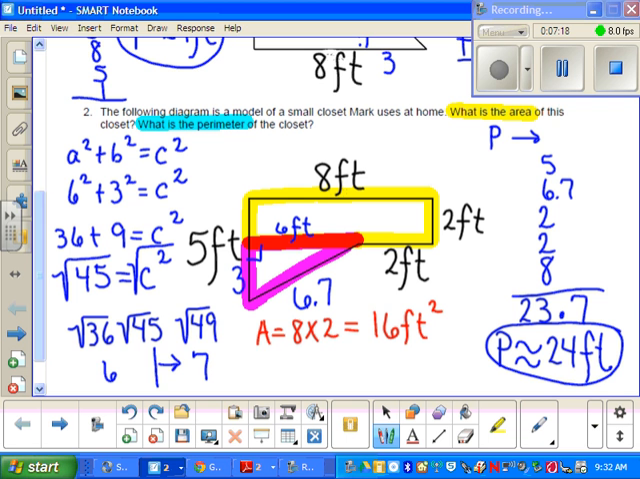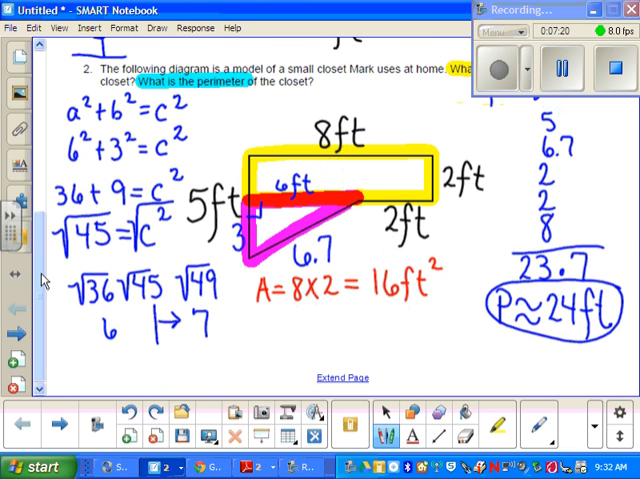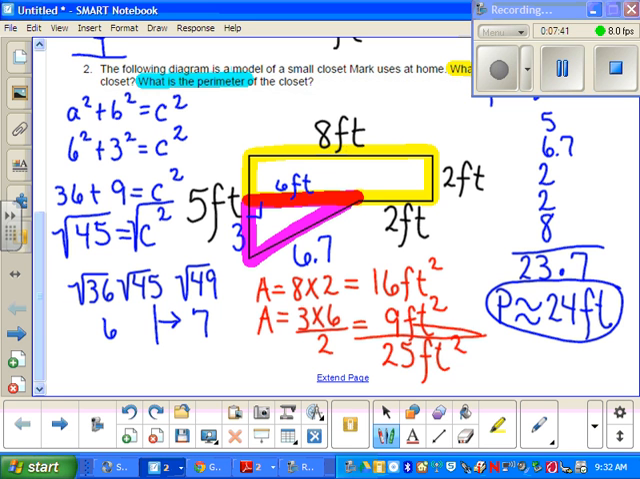And the area of our triangle would be 3 times 6, which is our base times height, divided by 2. So that would be 18 divided by 2, which would be 9 feet squared. And so I have to add those together to get my total area, and that would be 25 feet squared for my area. And that's how you do that.